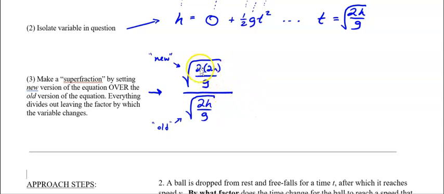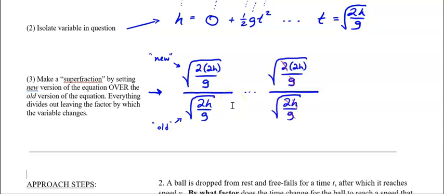So it looks kind of scary, but we can do some fun dividing out here. So then that would mean that we can divide out the 2 and the g with the 2 and the g and the h's, and that leaves this extra 2 up here. And that 2 is under the square root. So that means that our factor for time that it's going to change by is going to be root 2.